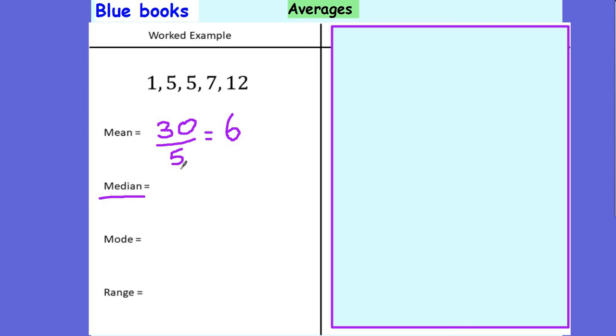For my median, I want my middle piece of data. So starting at each end, handily they're already in order. I start at 1 and 12, count inwards, 5 and 7, and then my middle piece of data is 5. So that's my median. My mode was my most common piece of data, and that's going to be 5 because there's 2 5s and there's only one of all the other numbers. And my range was my highest, take away my lowest, which is 12 take away 1, which gives me 11.